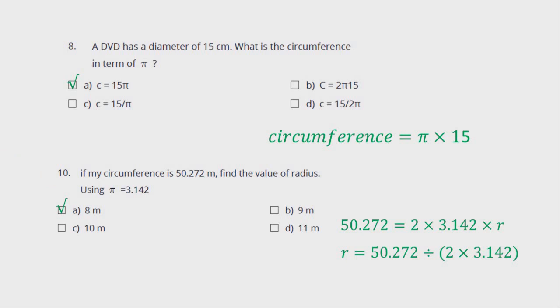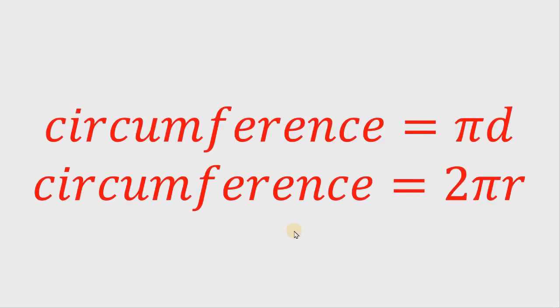Again, I want to remind you that the formula for circumference has two forms: one is pi d, one is 2 pi r. I hope you will try out the quiz again and master the concept. So that's all for this video.